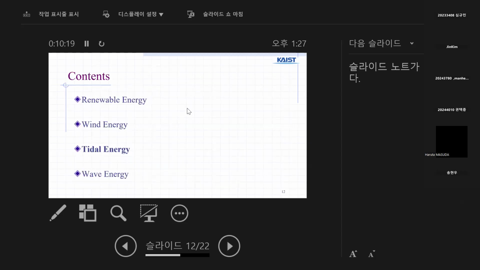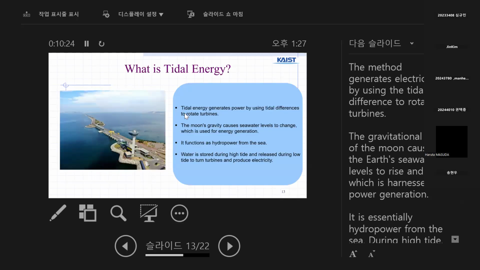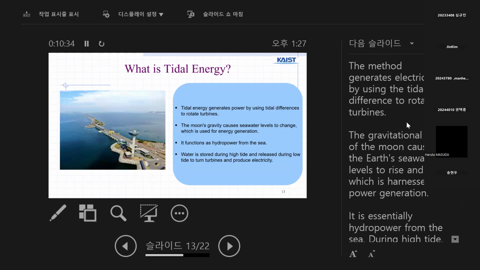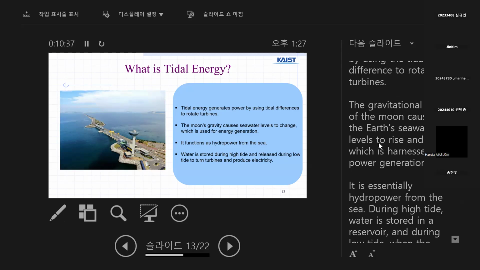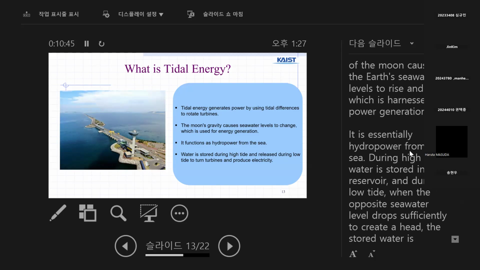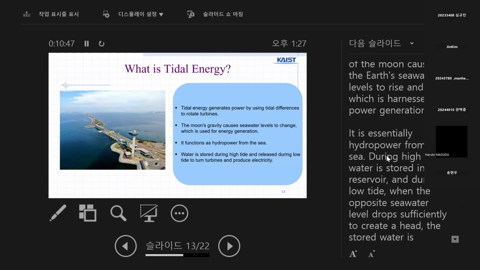Next, we'll move on to tidal energy. Tidal energy is a method to generate electricity by using the tidal difference in the oceans to rotate turbines. The gravitational pull of the moon causes the Earth's seawater levels to rise and fall, which is harnessed for power generation. So it is essentially hydropower from the sea.